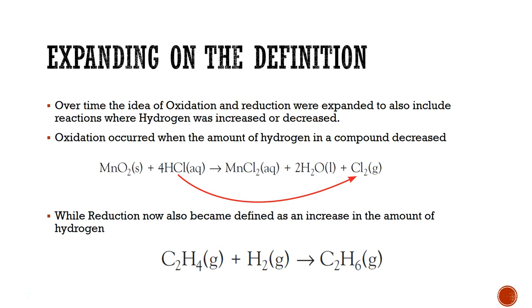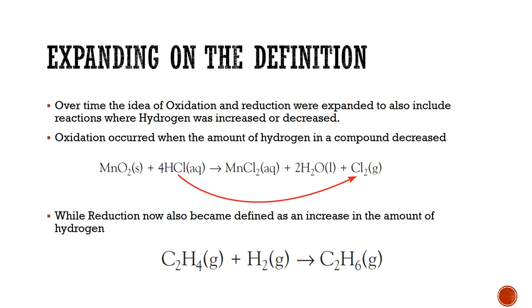So oxidation was said to occur when we increase the amount of oxygen, or when the amount of hydrogen in a compound decreased. So if we look at HCl in this reaction here between manganese oxide and hydrochloric acid, we see that we form Cl2 gas, which is the HCl losing hydrogen, so therefore it's been oxidized. It hasn't gained oxygen in this case, okay, but it's still said to be oxidized.